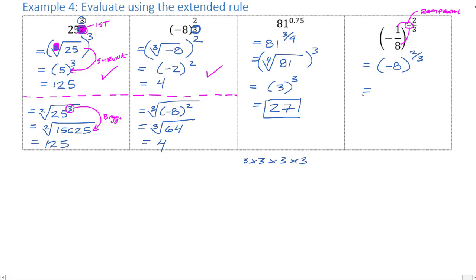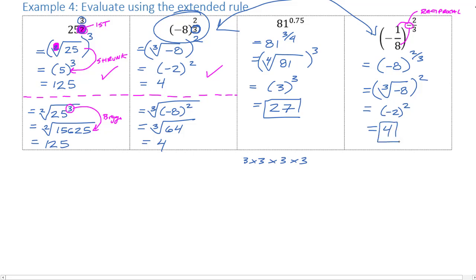Okay? And then this actually becomes the same as this question over here. They're the same thing now, right? Because look at that and that are exactly the same. This is just a different way of writing what we wrote over here. So in other words, what's the third root of negative 8? And then square that, right? So the third root of negative 8 is negative 2. It's negative 2 times negative 2 times negative 2, 3 times, it's negative 8. And then negative 2 squared is positive 4. So there you go. Same answer.